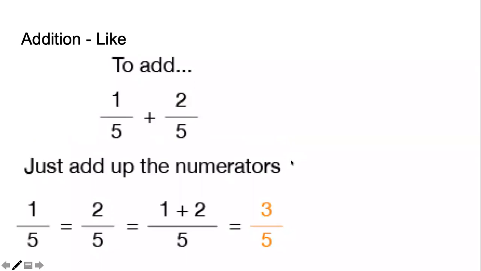This is how we add like fractions. The simplest operation. 1 by 5 plus 2 by 5. Two fractions, same denominator 5. So we take 5 as the common denominator and we add the numerators. 1 plus 2 becomes 3. This is the process of adding like fractions.